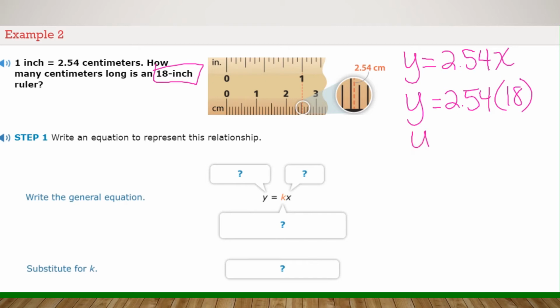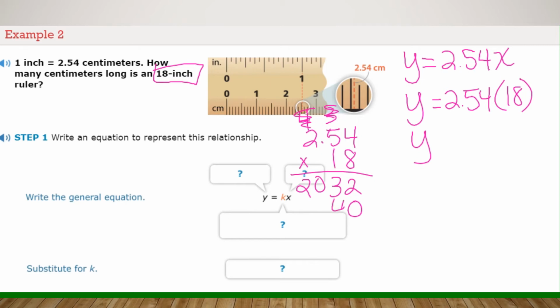Now let's go ahead and simplify. I'm going to do that math over here. And remember, when you are multiplying decimals, you do not have to line them up. 8 times 4 is 32. 8 times 5 plus 3 is 43. 8 times 2 plus 4 is 20. Add my 0 as a placeholder. I'm going to mark these off so I won't get confused.